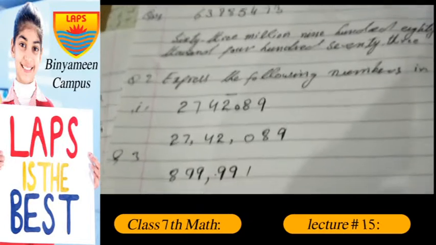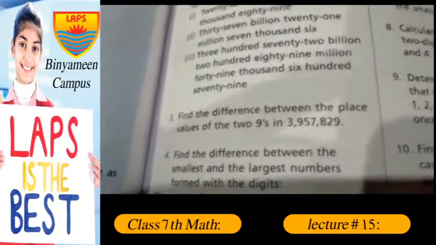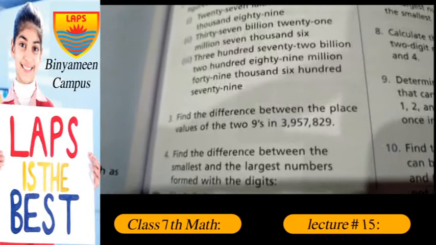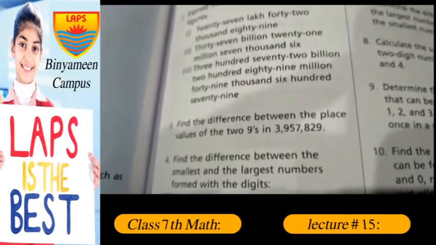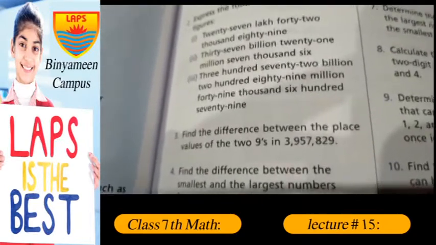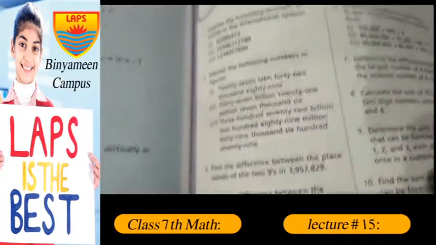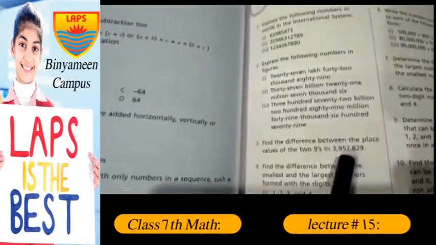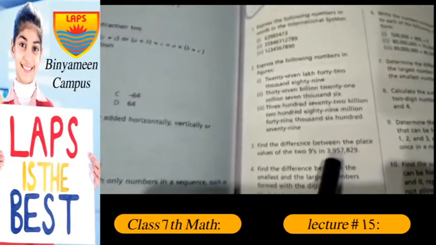Okay. Question number 3. Find the difference between the place value of the two nines in the number 3957829. First, we check the place value of 9. How to? Unit, 10, 100, 1000, 10,000 and lakhs. The 9 at this place has the place value of 9 lakhs.